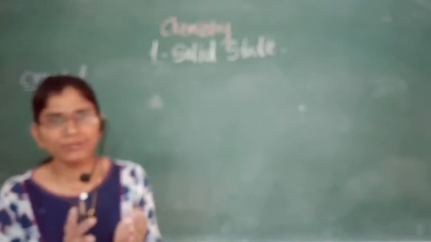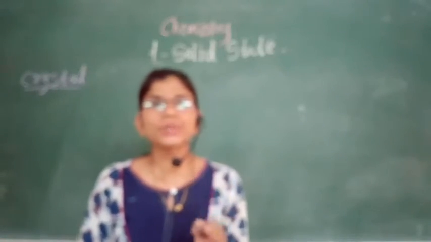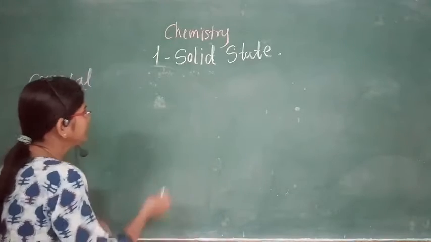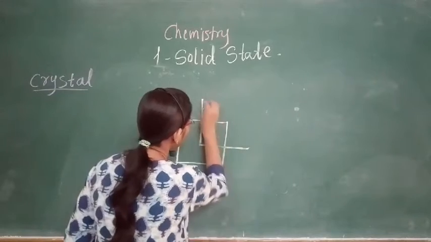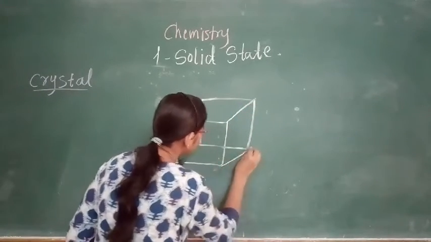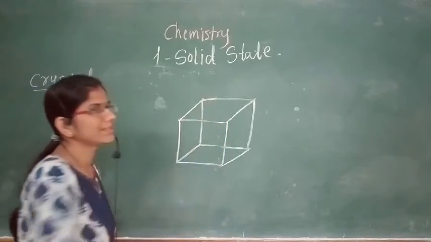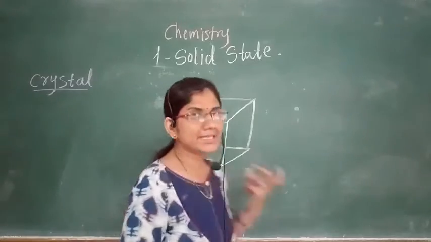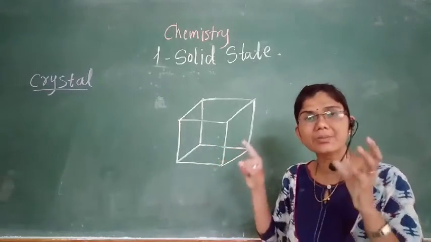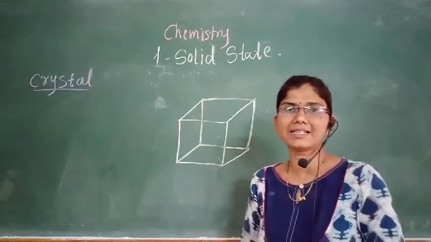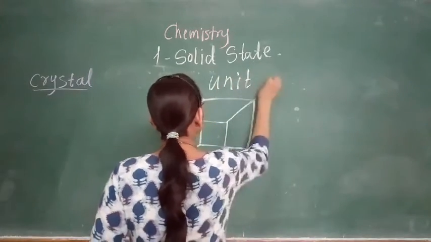Therefore, each crystal structure is formed by a three-dimensional arrangement of points, and it is called a unit cell. That means crystals are formed with the help of a unit cell. This is one of the unit cells. So this is the basic of all the crystalline solids. The smallest basic repeating unit of all crystalline solids is called a unit cell.